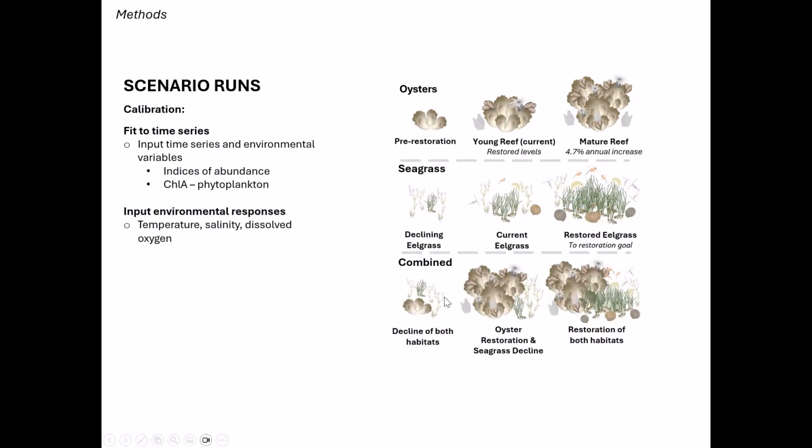Then we also simulated a variety of combined scenarios, a decline of both habitats. What would it look like if both habitats were restored? And then what we viewed as a more likely future scenario are oyster restoration in combination with an eelgrass decline.